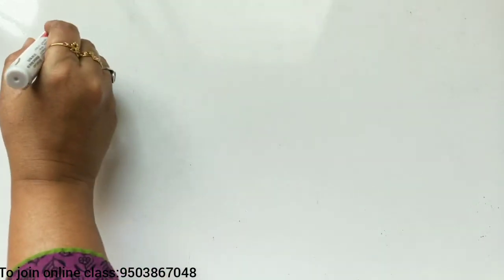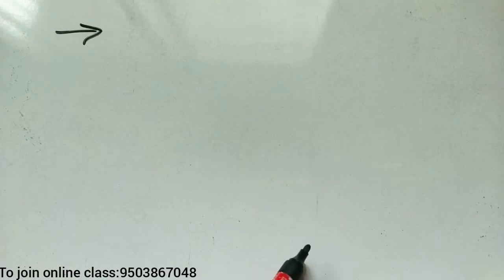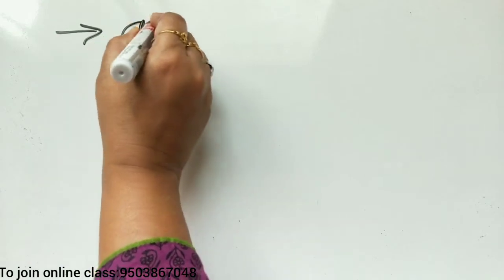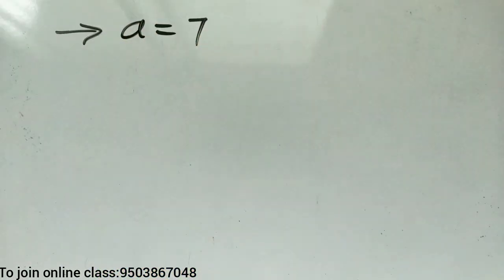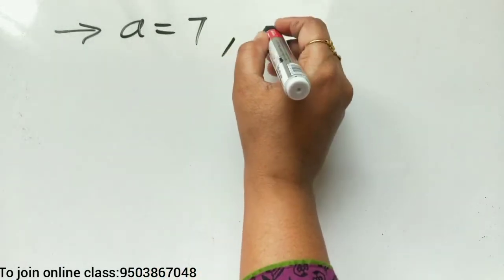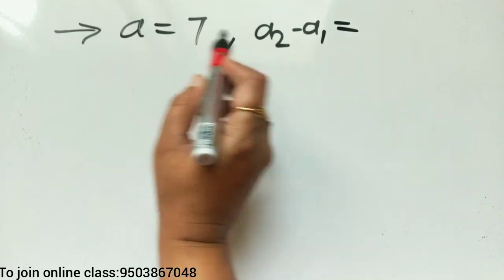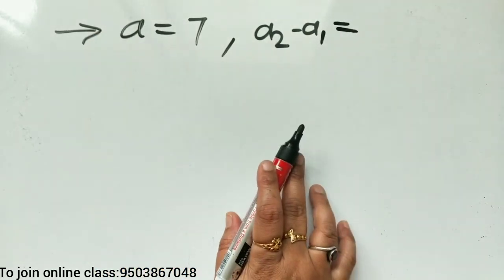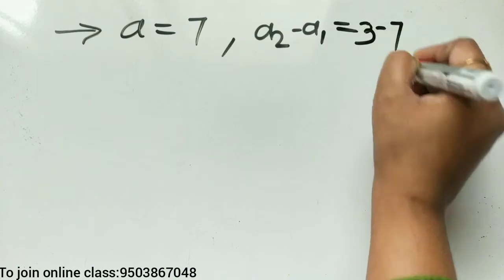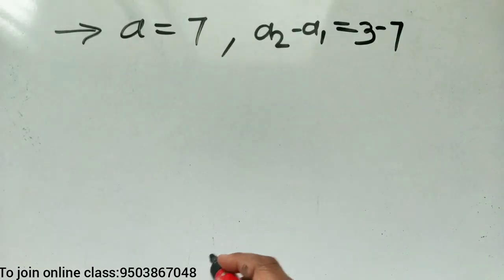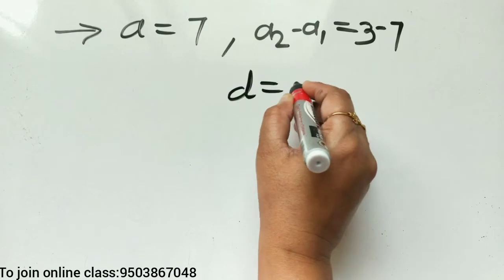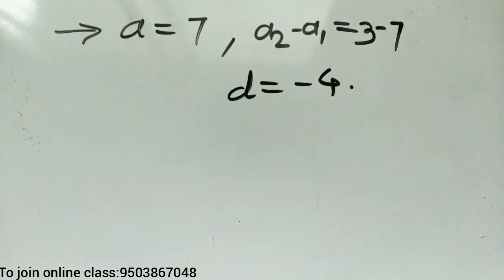In this question, for the solution, first we will write the given sequence terms. The first term is 7, and the common difference we will find. The common difference is always found by subtracting the first term from the second term, A2 minus A1. The second term is 3, the first term is 7, and therefore the common difference D is equal to -4. This is the common difference.